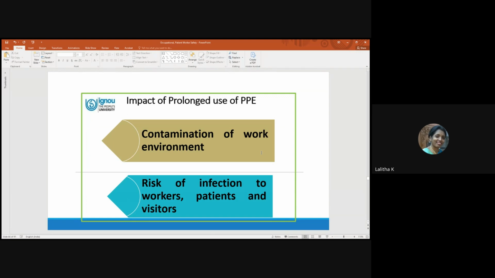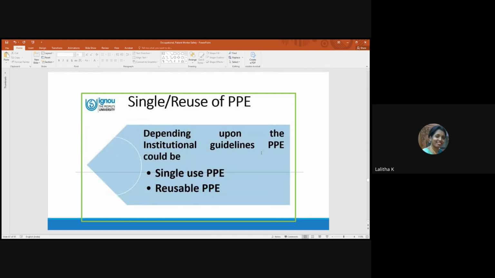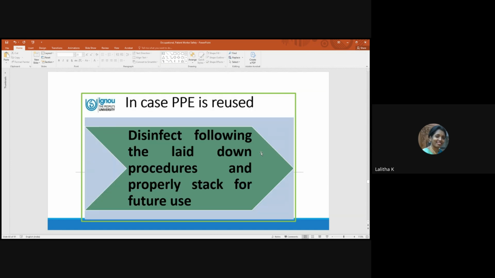If you use PPE for a prolonged time, contamination of the work environment and risk of infection to workers, patients, and visitors is possible. Single use or reuse of PPE depends on the institutional guideline; PPE can be single use or reusable. And if the PPE is reused, disinfect properly and stack properly for future use so that it is not contaminated. For example, sometimes gloves, heavy duty gloves, we do not dispose of every time. We have to properly disinfect, dry it, keep it properly, and reuse it whenever we want to use it.